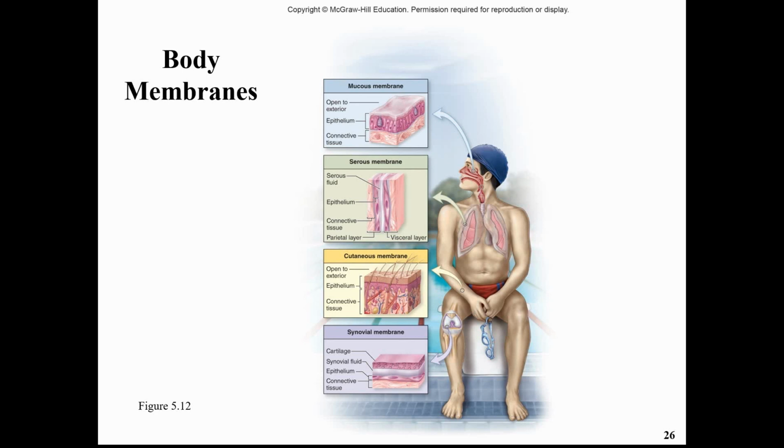Let's talk about body membranes for a few minutes. There's four kinds of membranes in the body: mucosal membranes, serous, cutaneous, and synovial membranes. And they each have a job to do, and each job has a specific structure to go along with that particular function.